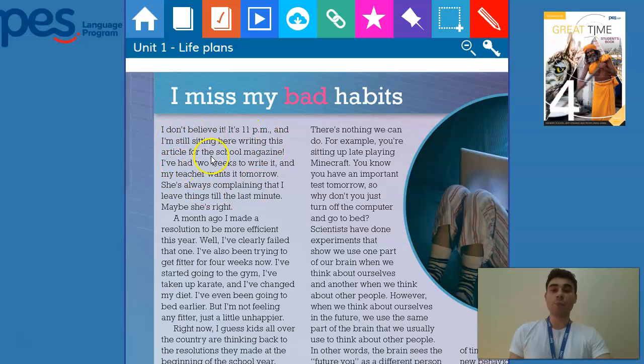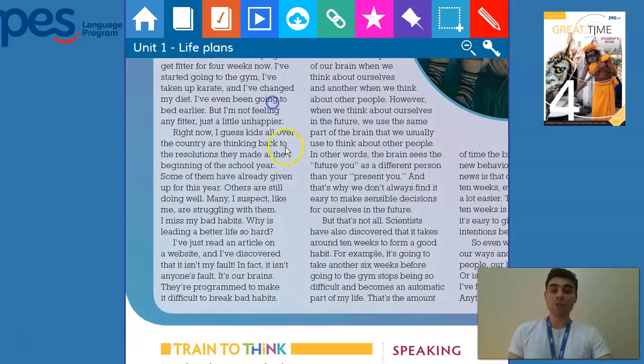So we have here paragraph 1. I don't believe it. It's 11 p.m. and I'm still sitting here writing this article for the school magazine. I've had 2 weeks to write it and my teacher wants it tomorrow. She's always complaining that I leave things till the last minute. Maybe she is right. Okay, so let's check the question again.